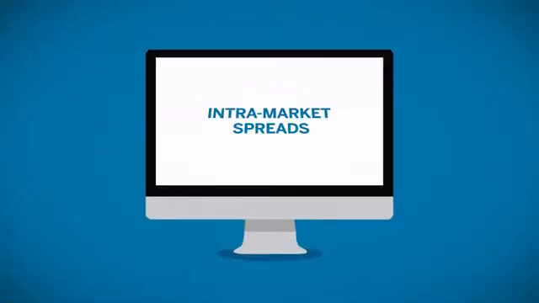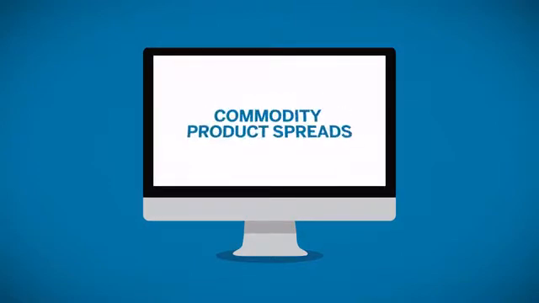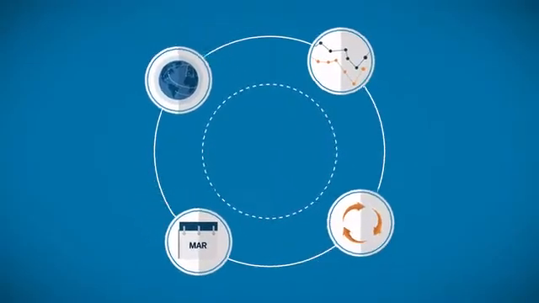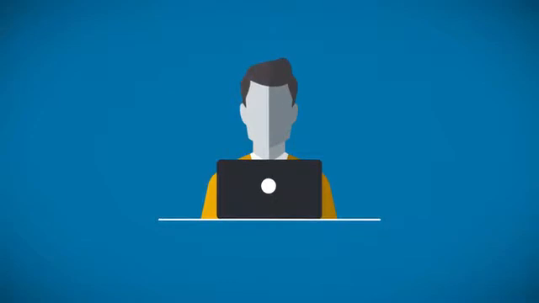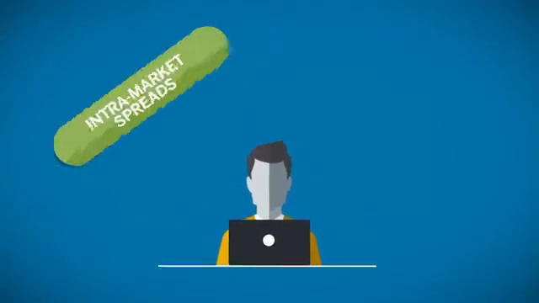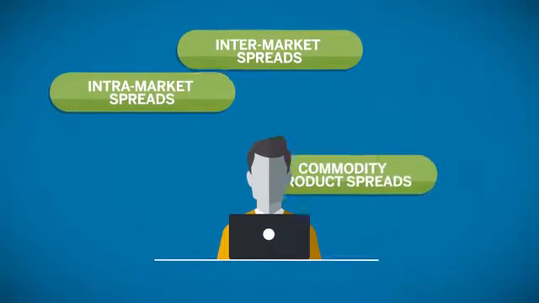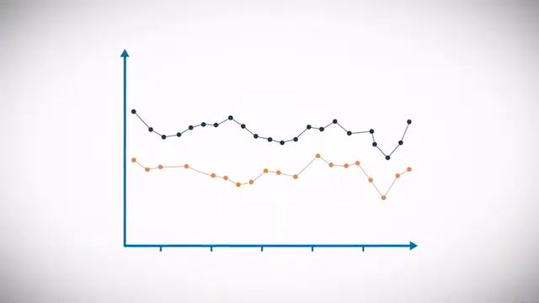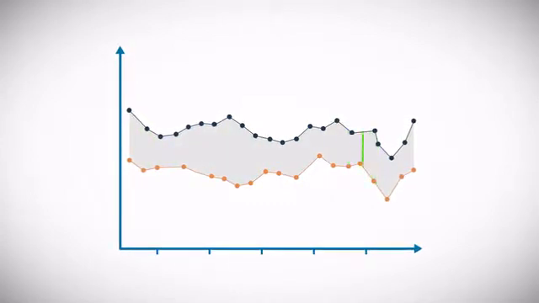In this module, we'll take a look at the various types of agricultural spreads that are typically traded today, including the features that make them valuable strategies for both hedgers and speculators alike. Grain and oilseed spreads can be categorized in three ways: intra-market spreads, intermarket spreads, and commodity product spreads. Participants who use these strategies are more concerned with the relationship between the legs of the spread than the actual prices or direction of the market. Let's take a look at each of these in turn.